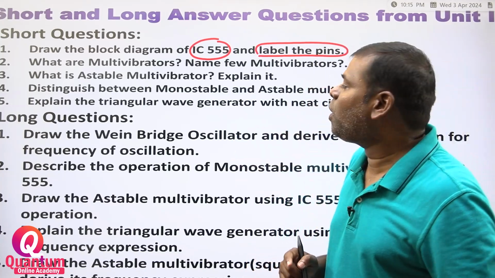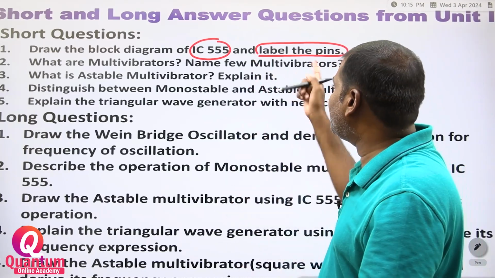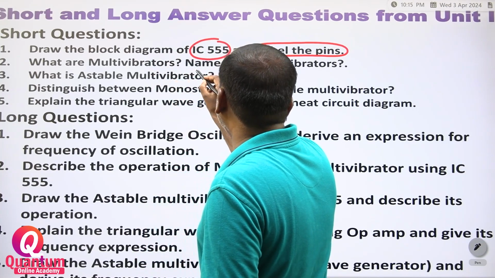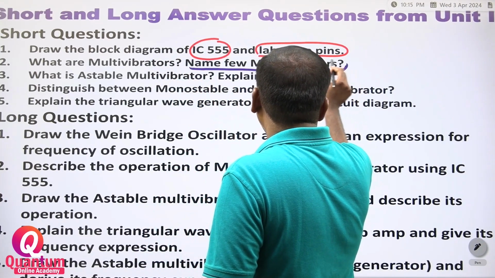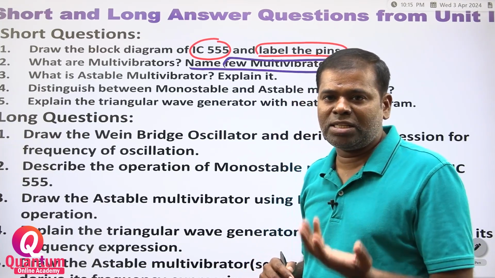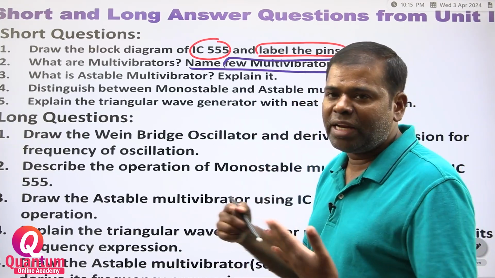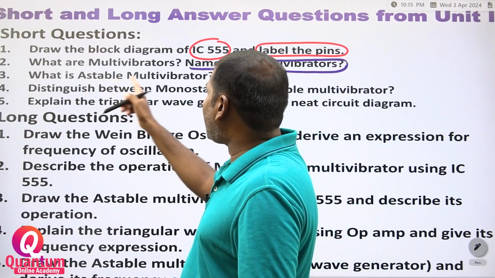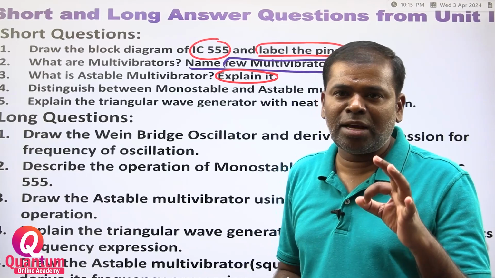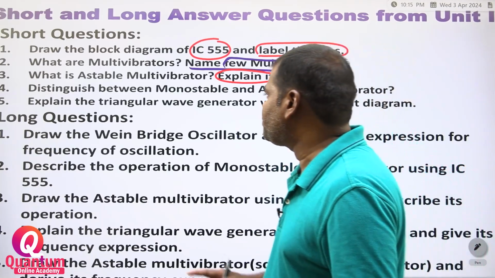So those things you have to draw the block diagram and you label it. Next, what are the multi-vibrators? Name a few multi-vibrators. Astable and monostable multi-vibrators are there. You mention those things. What is an astable multi-vibrator? Explain it.